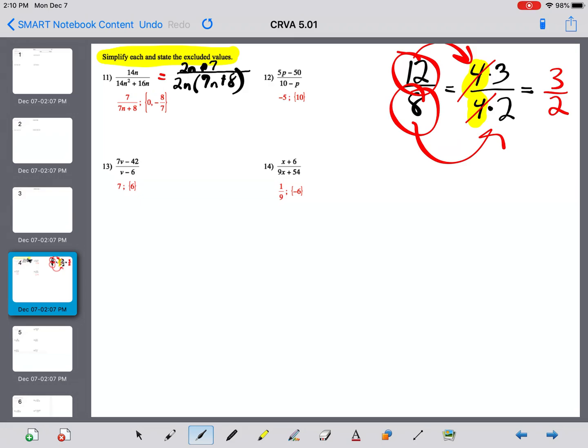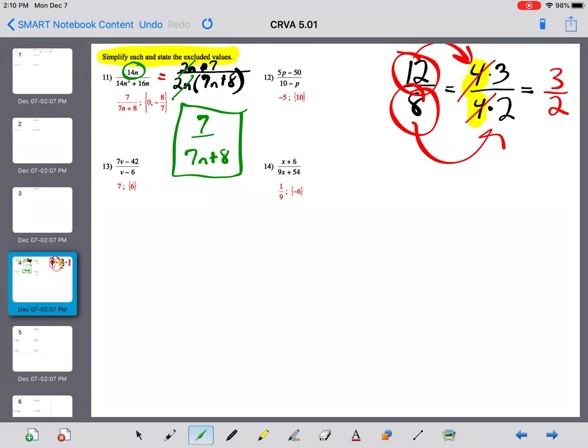And so this just gives me a visual that sure enough, I can factor a 2n out of the bottom, and a 2n also gets factored or can get divided out of the 14n. So we're then left with 7 over 7n plus 8. So this is our simplified solution.